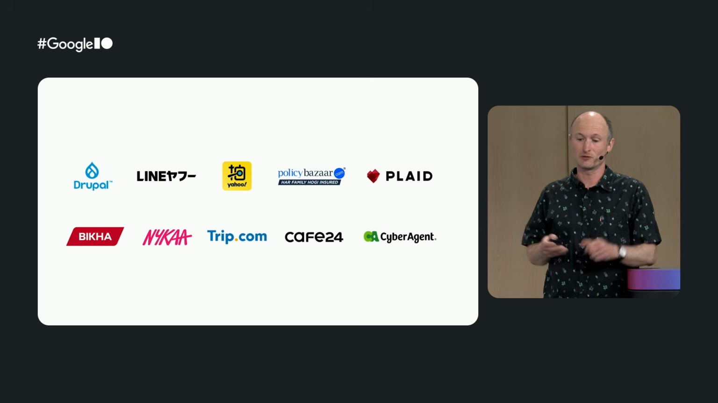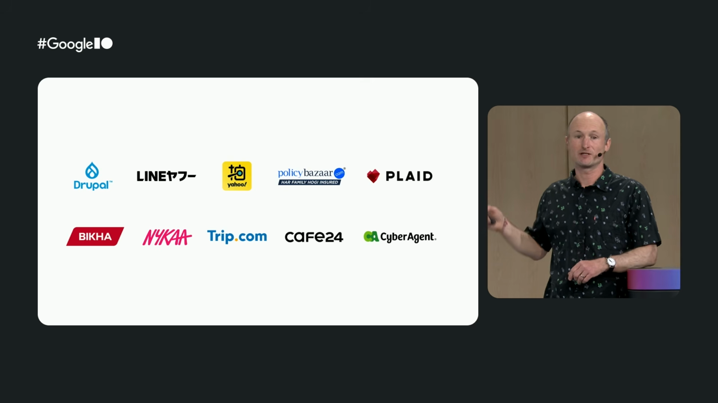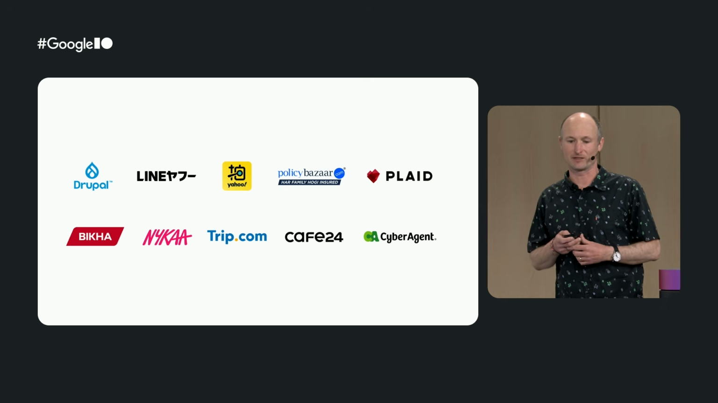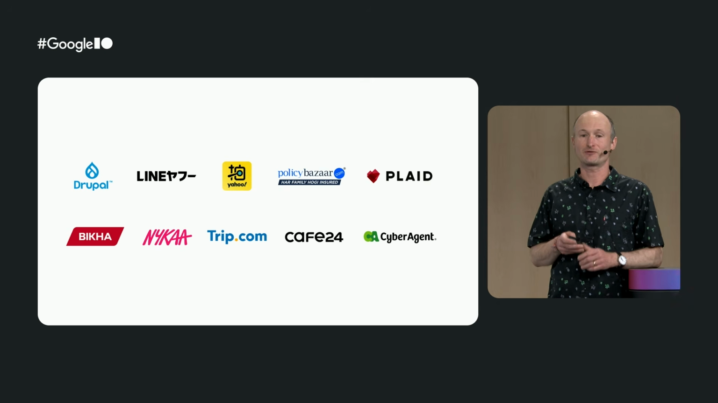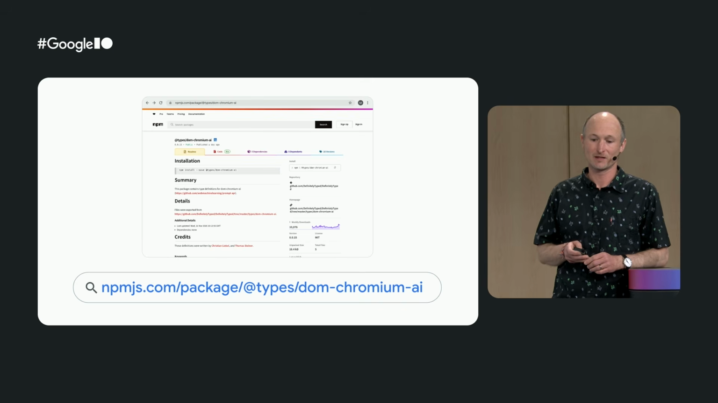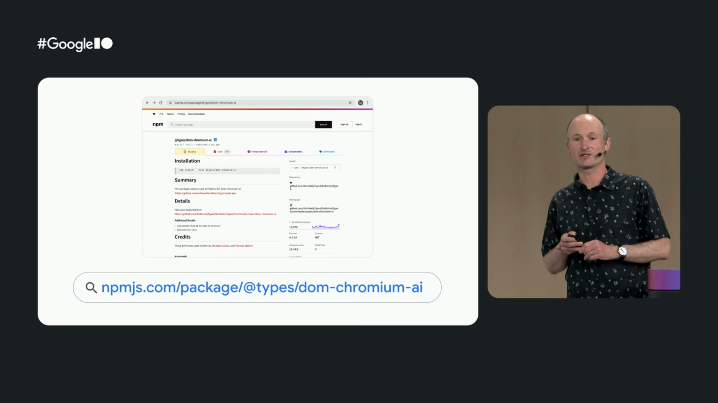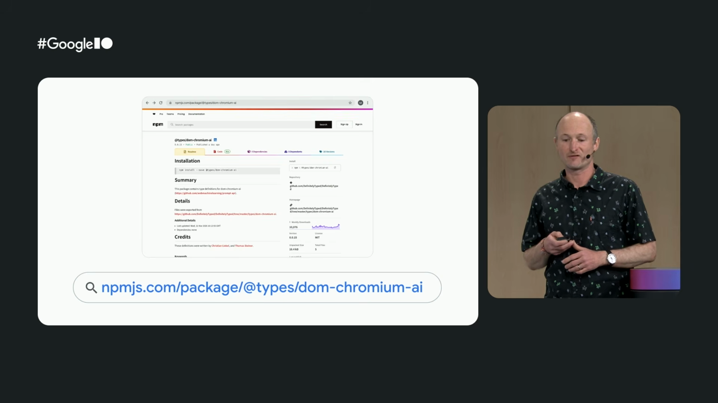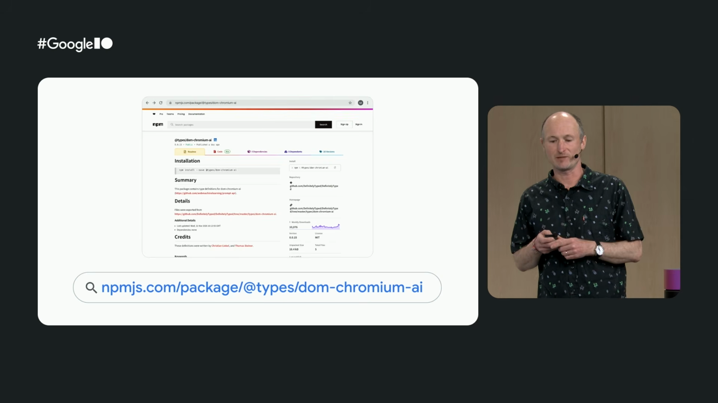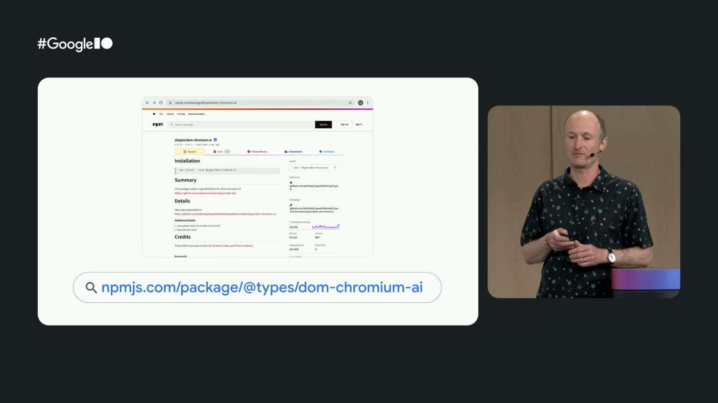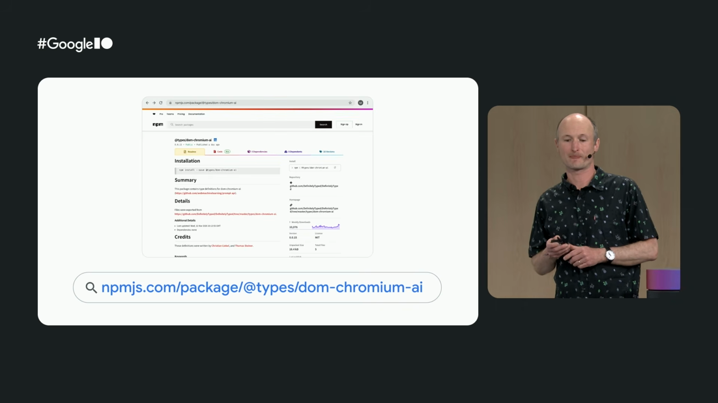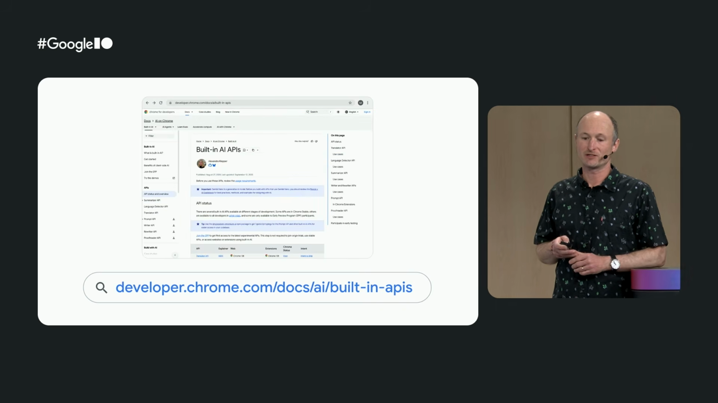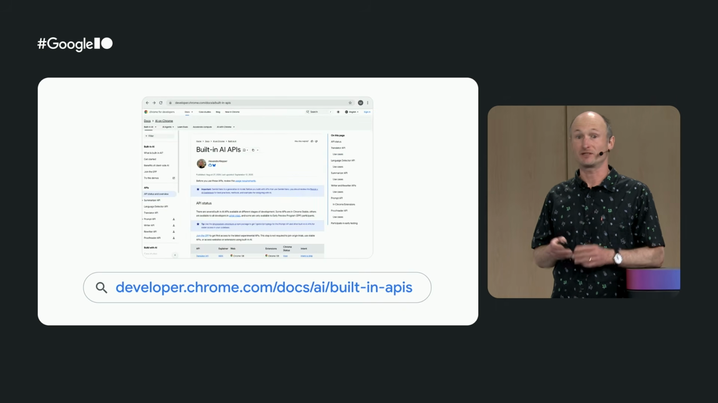Our partners around the globe build these APIs into products that you love and use every single day. And I hope you start creating with them too. If you start building with the built-in AI APIs, a quick reminder that we maintain TypeScript types for all APIs. Find them in the @types/dom-chromium-ai package on NPM. And of course, check out all the built-in AI docs that the team wrote.